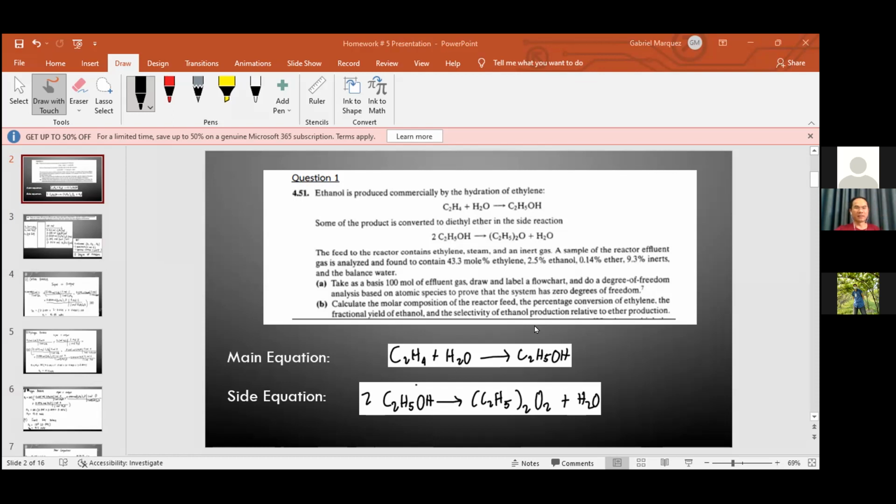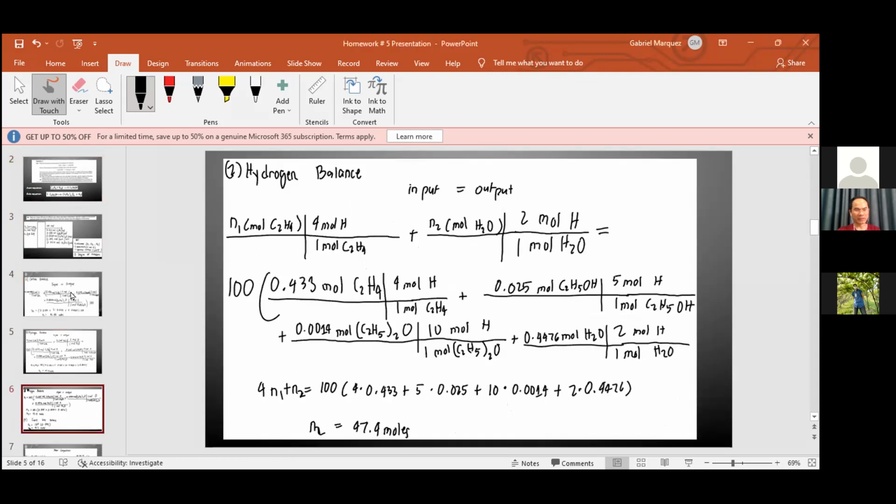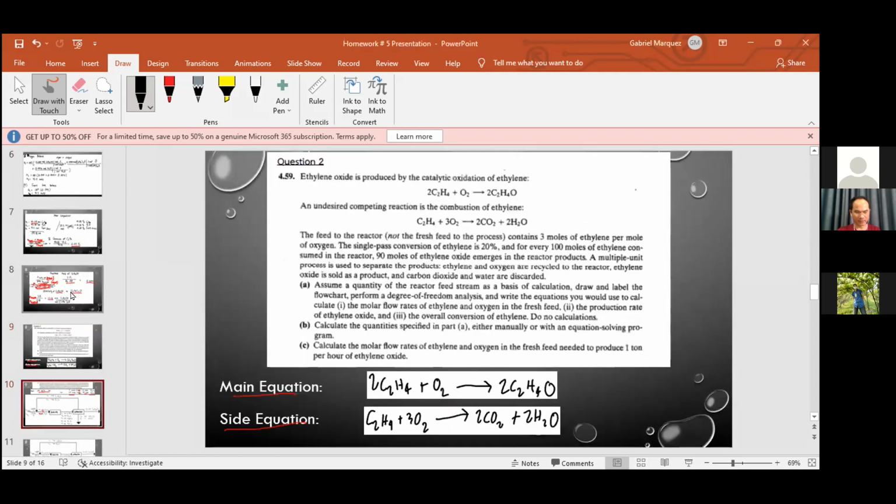That's right. Okay. And the selectivity is the desired product divided by the undesired product. Right. And also for question 2, we have 2 definitions. In question 2, we have multiple unit operations. Would you go to the diagram of question 2? Yeah, for this case, we have the diagram.